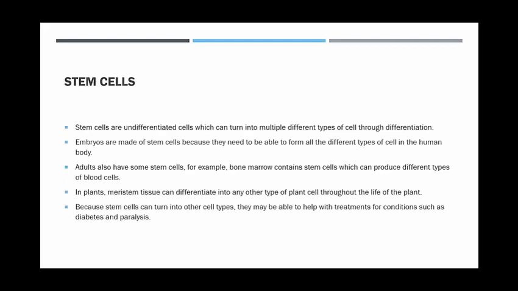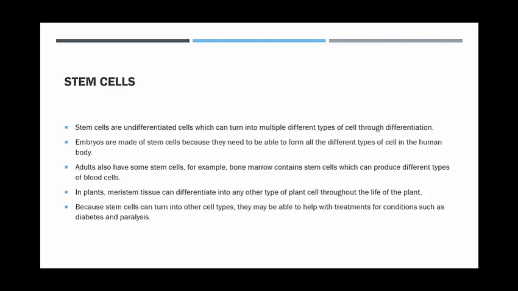Stem cells, we talked about briefly in the last session, are undifferentiated cells, so cells that don't have a particular function, and they can turn into multiple different types of cell through differentiation. Embryos are made up of stem cells because they will need to be able to form all the different types of cells in the human body. But adults also have some stem cells. For example, the bone marrow contains stem cells which can produce different types of blood cells.